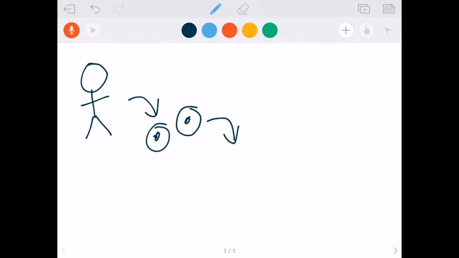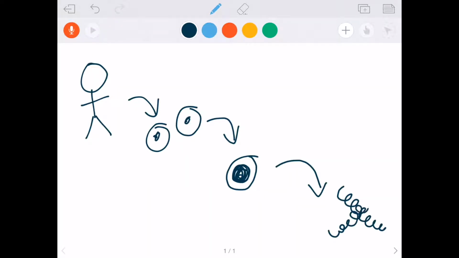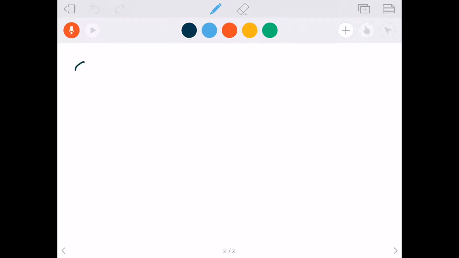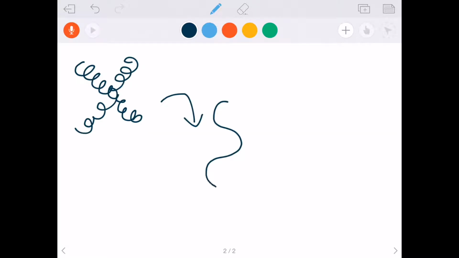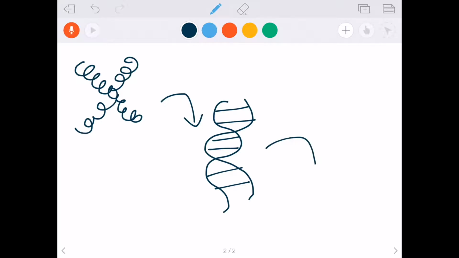Our genetic information, also called our DNA, is found in the nucleus of these cells. This genetic information is packaged onto chromosomes. Each chromosome can be further unraveled, and on each strand of DNA, there are thousands of genes.